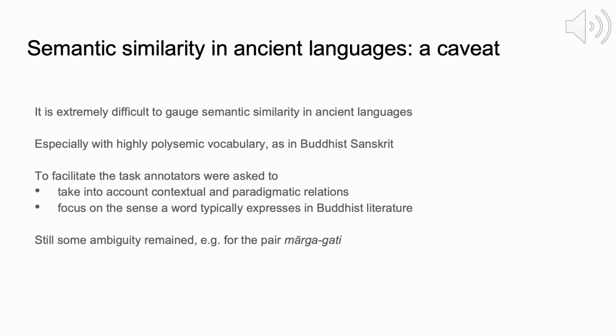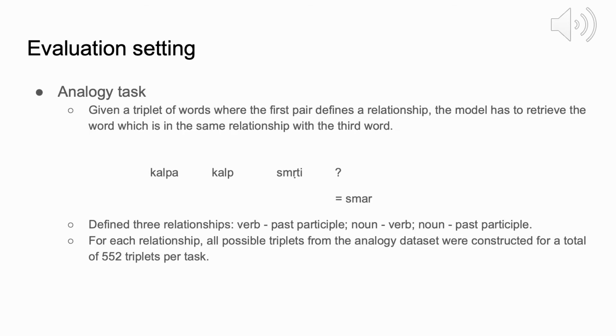Keeping in mind thus the somewhat problematic nature of semantic similarity datasets for ancient languages, let's proceed to review our evaluation settings. Here is the evaluation setting we used for the analogy task. Given a triplet of words, where the first pair defines a relationship, the model has to retrieve the word which stands in that same relationship with a third word. For example, given the noun kalpa, the verb kalp, and the noun smriti, the model has to retrieve the verb corresponding to the noun smriti, which is smar.